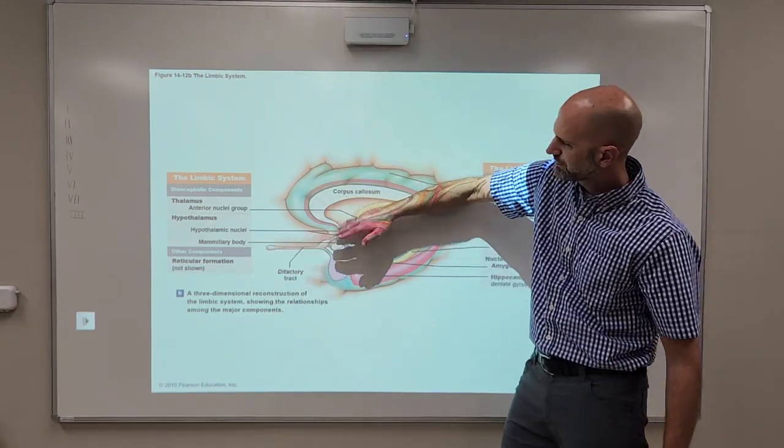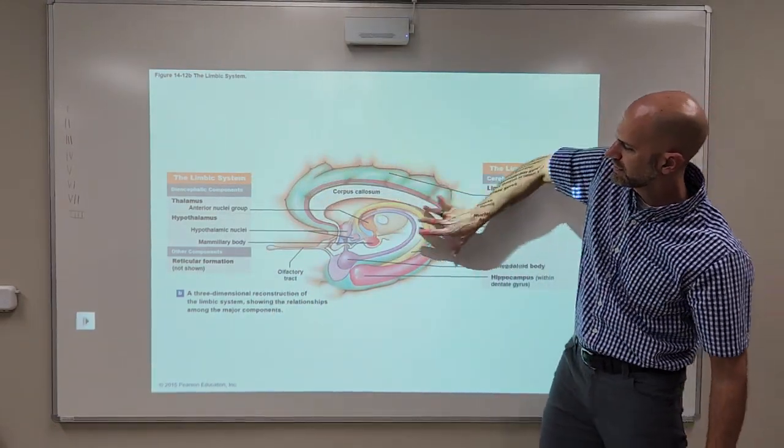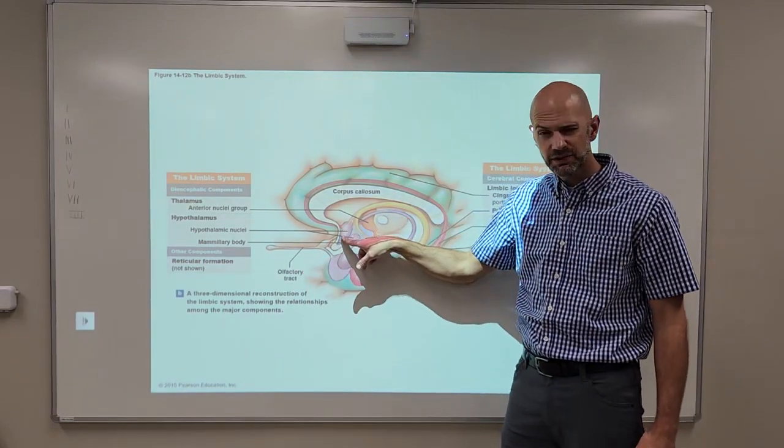This would be the lateral fissure. Frontal lobe, parietal, occipital, temporal. And this is all deep. These are all deep structures.